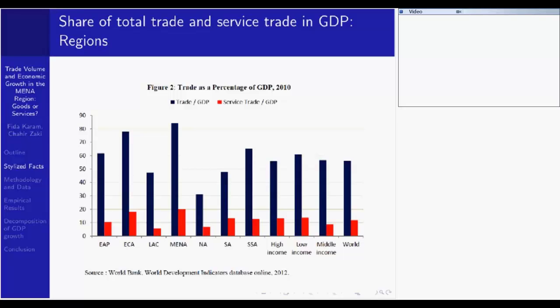Shall I respond now? Yes, please. Okay. So actually, we didn't test for structural breaks, but as I previously mentioned, what we did is that we introduced year dummies in our regression. In the empirical part we didn't split our sample into different periods. We only did this when we computed the contribution of trade services and trade goods to the GDP growth of different countries.